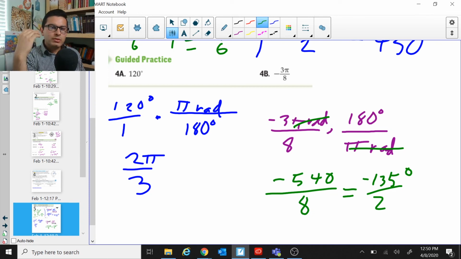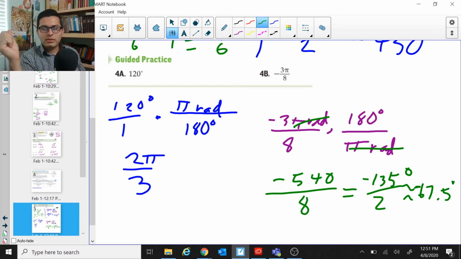When we're dealing with degrees, we will accept fractions. However, decimals are a little bit better, because if I say turn 135 over 2 degrees to the right, does that make sense to you? But if I say to you that this is going to be negative 67.5 degrees, that makes a whole lot more sense. So let's use the decimals when it comes to degrees and fractions when it comes to radians. So here we have negative 3 pi over 8, and that will equal negative 67.5 degrees.